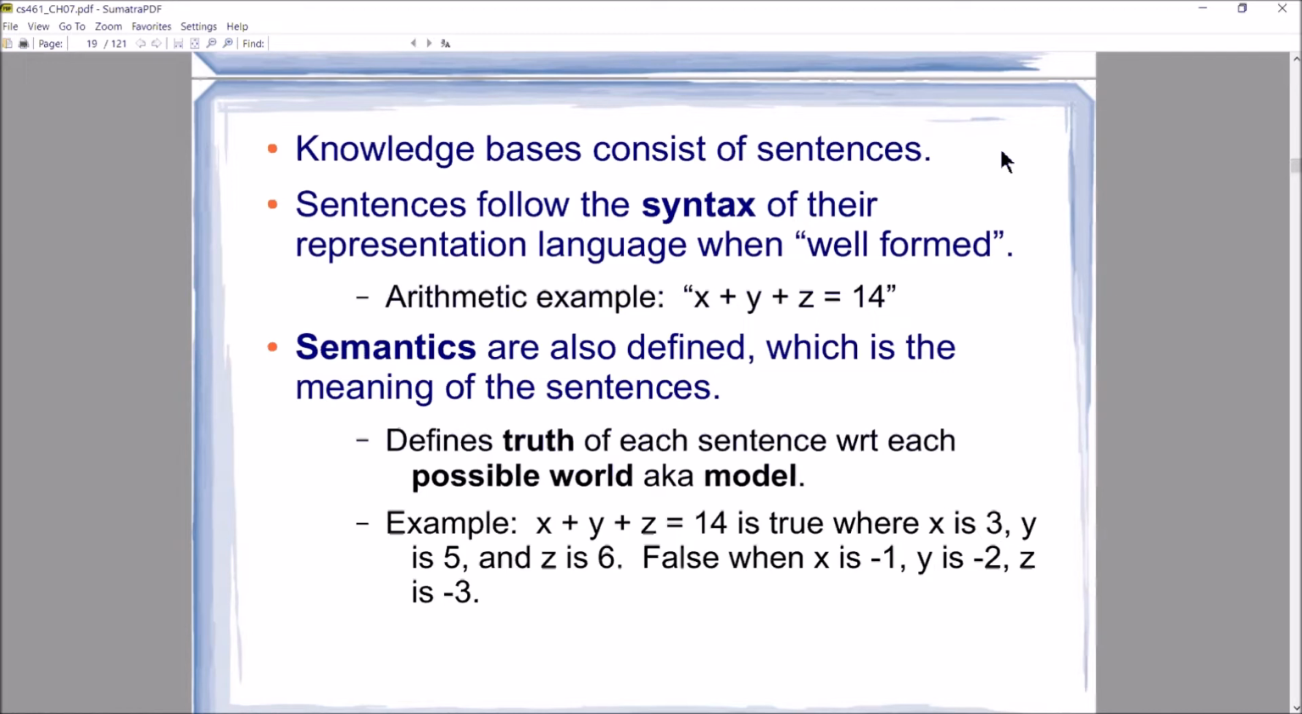So that's two possible worlds. Two possible sets of values assigned to those variables. Now, in another possible world, the sentence is false if, in that model, x was assigned -1, y was assigned -2, and z was assigned -3. It would be false to say that x plus y plus z is 14 if x is -1, y is -2, and z is -3, because those things total up to -6. -6 is not 14. That sentence would not be true in that model, in that possible world.